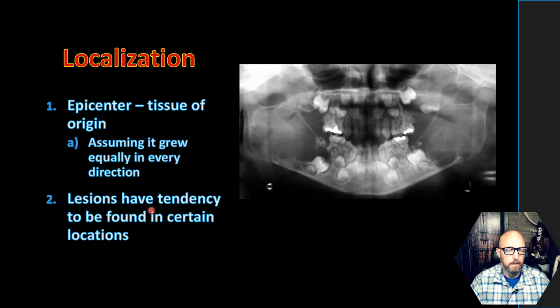And so the second thing is lesions have a tendency to be found in certain locations. Most commonly things are going to be found in the posterior mandible, so that's not super specific to any one lesion. Some things though are more common in the anterior, and so those are things are good to know about certain lesions because they can help you come up with that more accurate differential diagnosis.